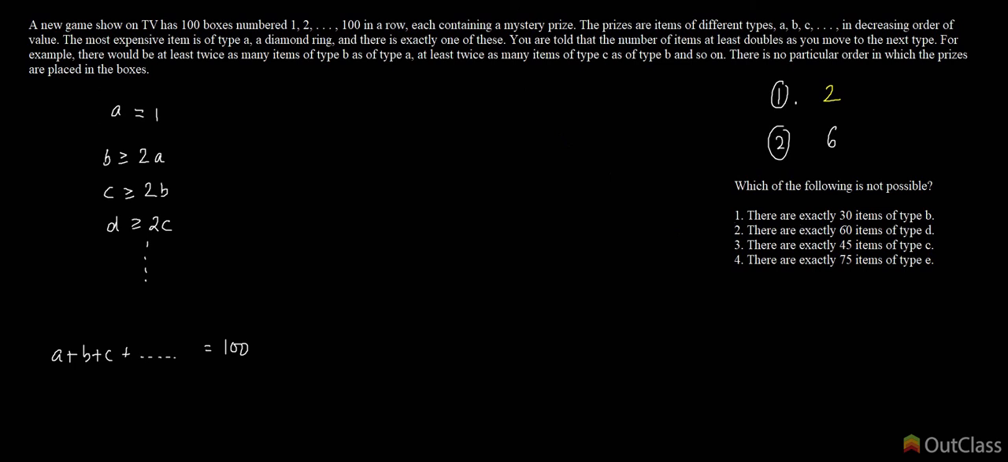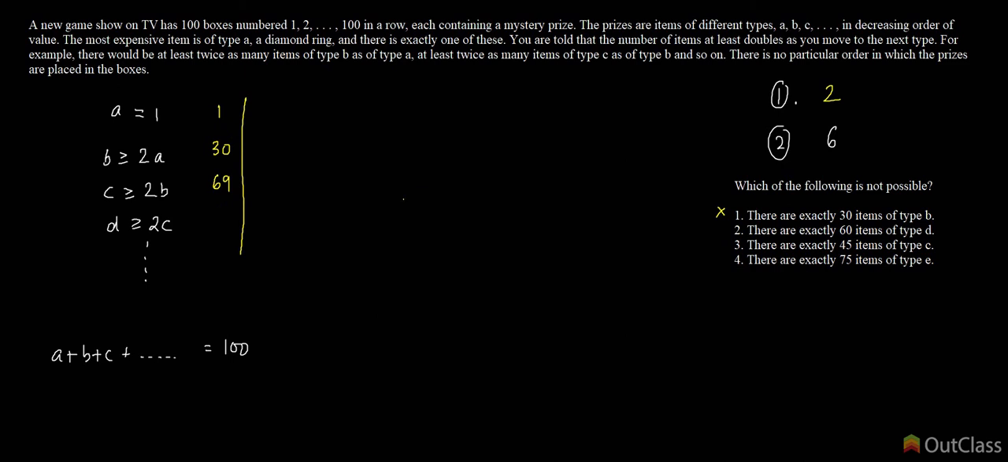So the first option is 30 items of type B. Now this is possible, and I can demonstrate it by just putting a 1, a 30. This is a sum of 31, so we need 69 more, and I can just put C is equal to 69. Notice that the conditions that they have given us have been satisfied. 30 is more than double of 1, 69 is more than double of 30. So option 1 is possible. So it is not the option that is not possible.